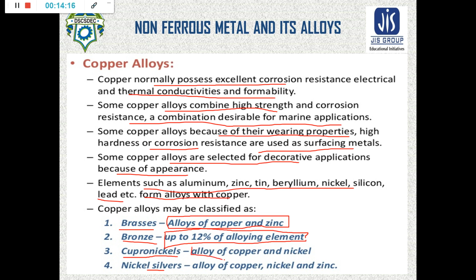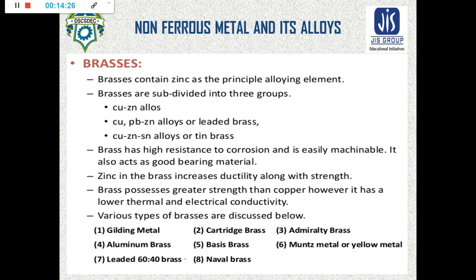Capronickel, an alloy of copper and nickel, is known as capronickel. And nickel silver, an alloy of copper, nickel and zinc, is known as nickel silver. These are the types of copper alloys. Now we will study this one by one.